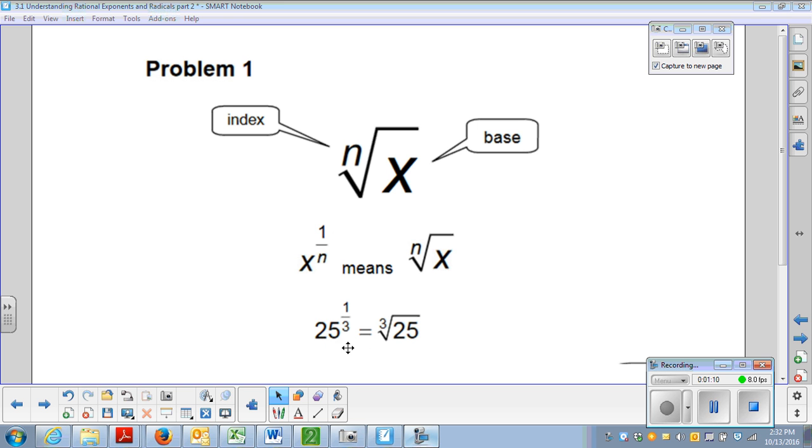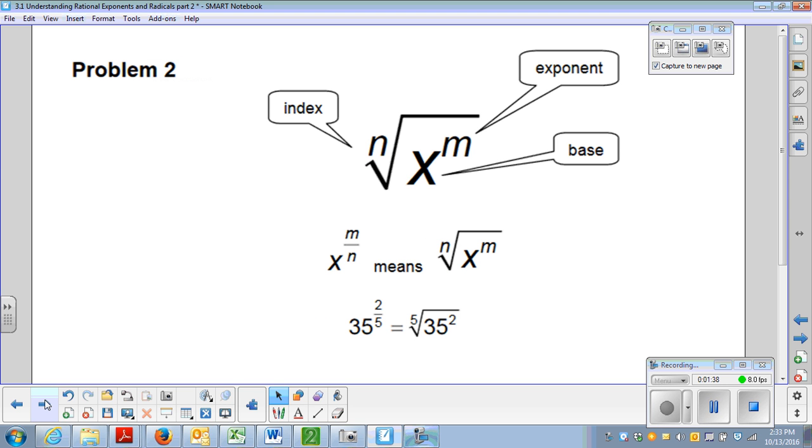So take a look at this example. You have 25 raised to the 1 over 3. The 3, which is in the denominator, goes here in the index, and it's going to be your third root or cube. And the 25 is going to be your base. Now, your number is not always 1. Let me tell you what happens when you have a number other than 1 for your numerator. The number that's different than 1 will be your exponent.